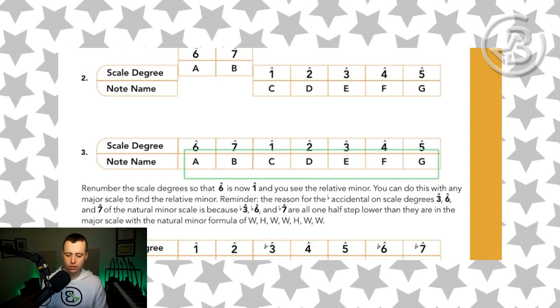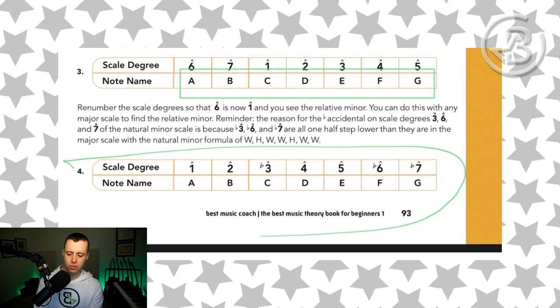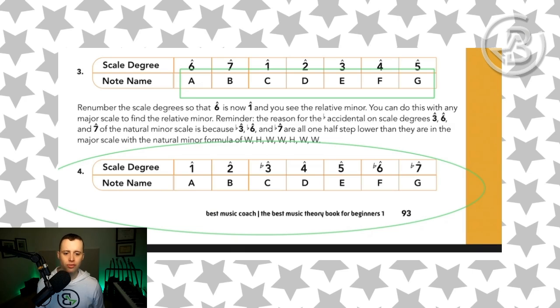Then all we're going to do is rearrange the scale degrees, and we have, boom, 1, 2, flat 3, 4, 5, flat 6, flat 7, which are the scale degrees for an A natural minor scale. And we also have the correct notes in the correct order for an A natural minor scale.